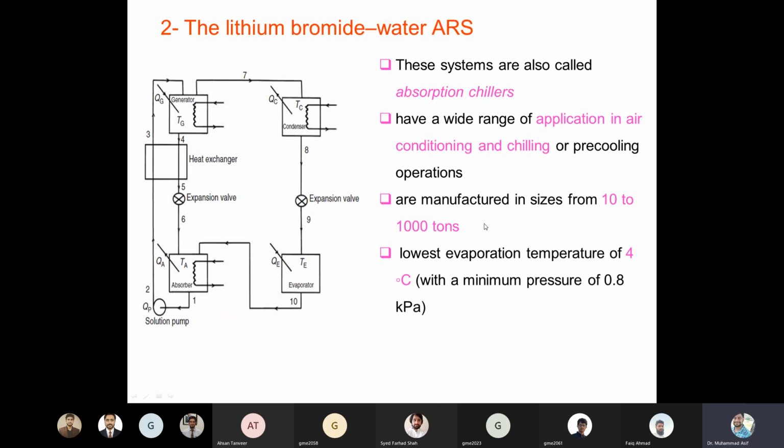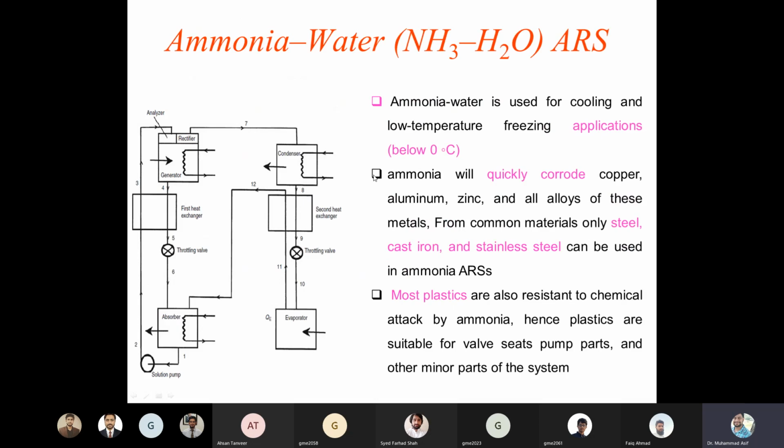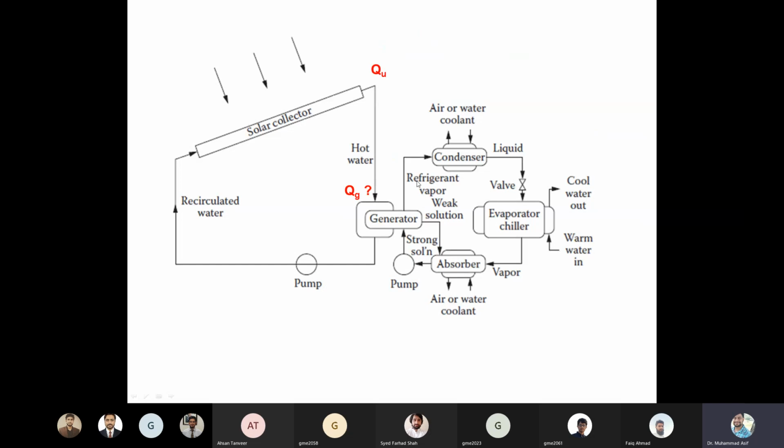Right. We also discussed the advantages and disadvantages of the lithium bromide, and also for the ammonia water absorption refrigeration system.